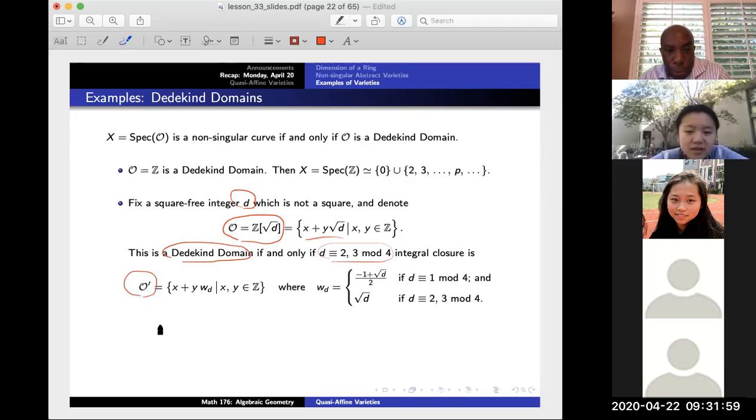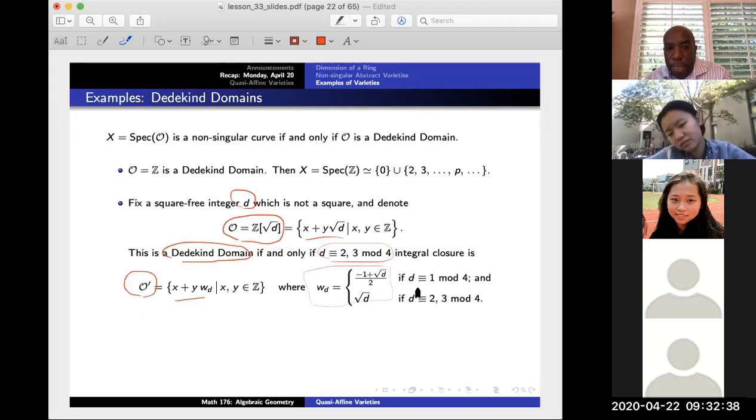So I'm not going to have time to do this in class. I did leave this for the lecture notes. But I'll also say that this is a very standard exercise in what's called algebraic number theory. So this is actually not a very hard exercise at all. So this says that if I wanted to compute the integral closure, it's numbers in this form, x plus y wd, where wd is one of these two here. So if d is 2 or 3 mod 4, then O prime is just equal to O, but that's what it means to be a Dedekind domain, that O is integrally closed. So O equals O prime.